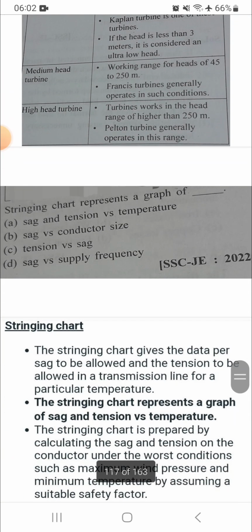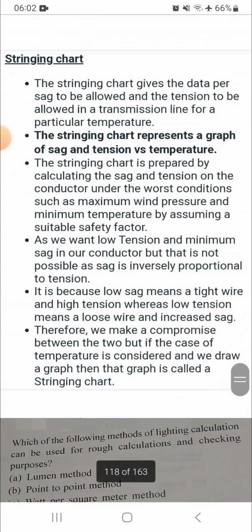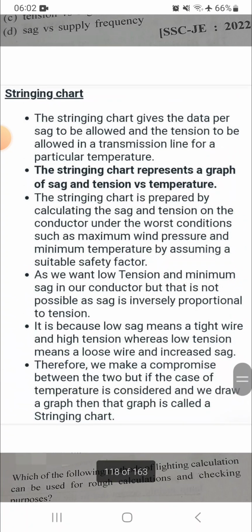The stringing chart represents a graph of sag and tension versus temperature. Option A is the right answer. The stringing chart represents the graph of sag and tensions versus temperature. Next, we want low tension and minimum sag in our conductor, but that is not possible as sag is inversely proportional to the tension. It is because low sag means a tight wire and high tension, as low tension means a loose wire and increased sag. Therefore we make a compromise between the two, but if the temperature is considered and we draw the graph, then the graph is called a stringing chart.